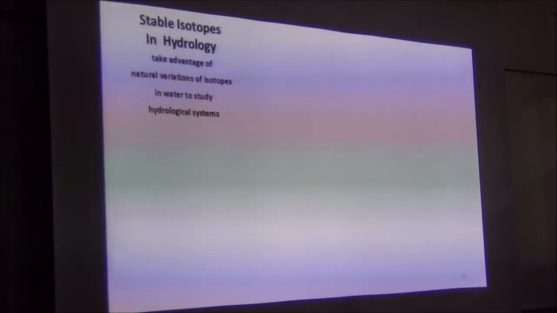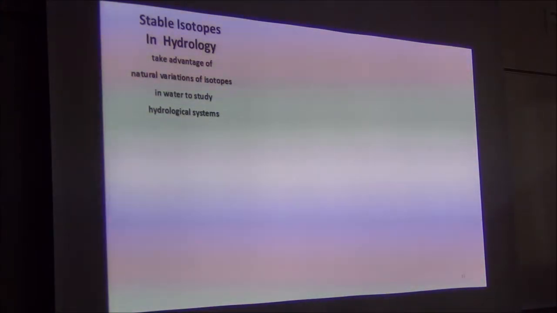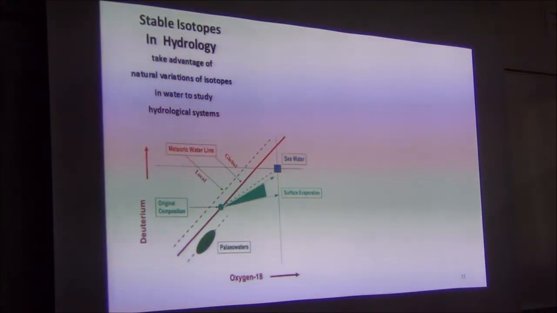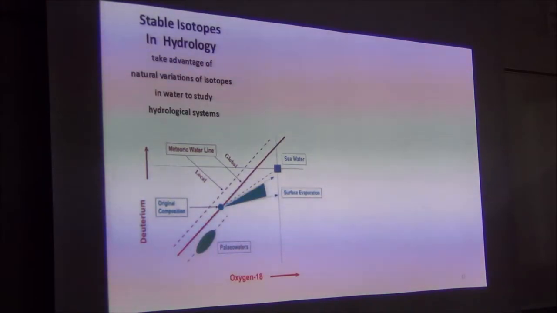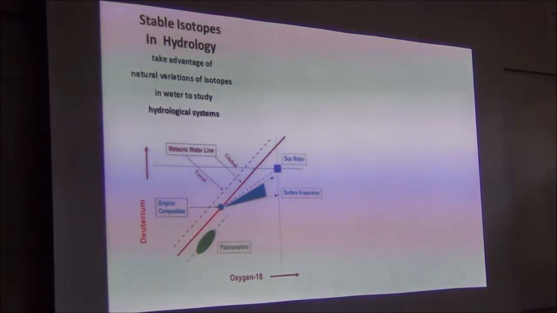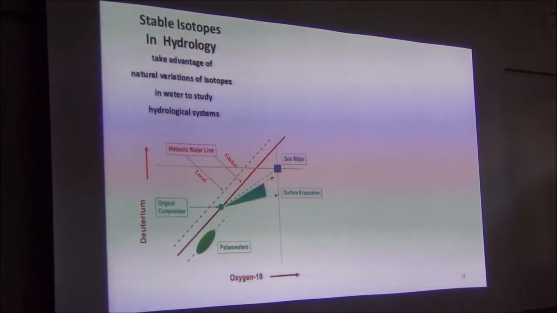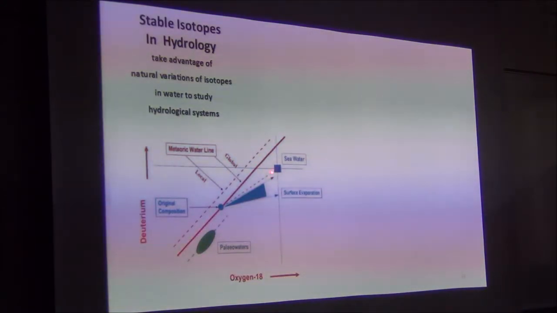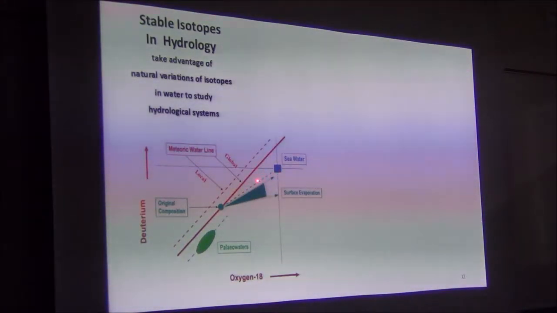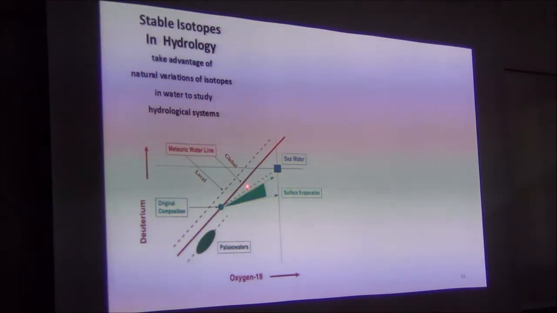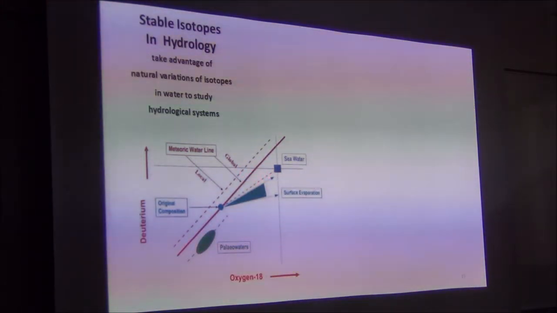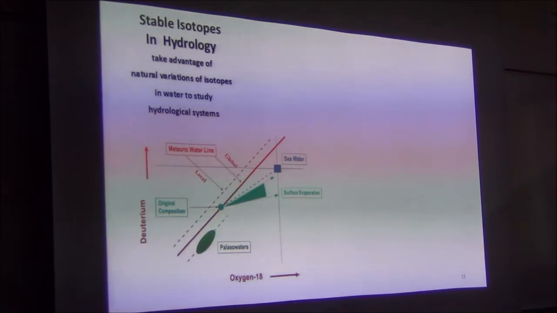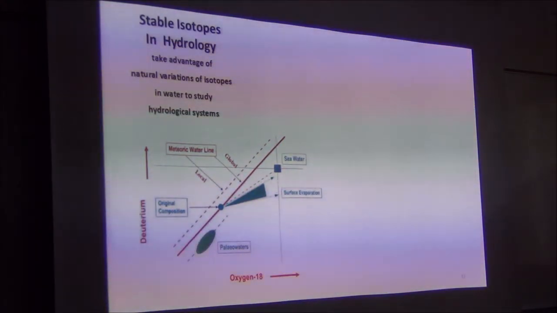In fact, stable isotopes in hydrology take advantage of the natural variation of isotopes in water to study the hydrologic system. Each type of water has a specific fingerprint of isotope composition in this plot of the relation between deuterium and oxygen 18. Samples located near the seawater and aligned on the seawater line are affected by seawater intrusion. Samples located in this area are affected by surface evaporation.